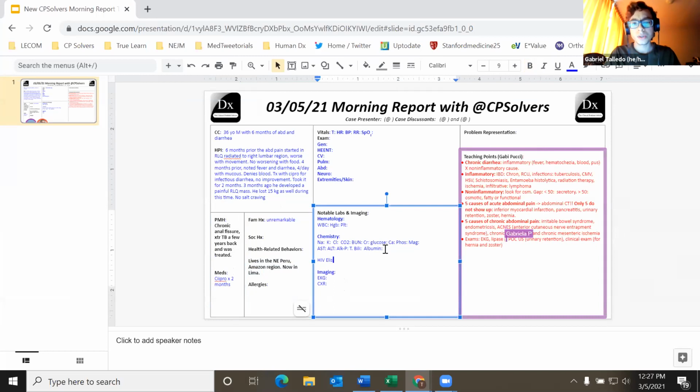So temperature, he was 37 Celsius, heart rate 86, blood pressure 150/70, respiratory rate 18. And in the physical exam, general appearance, he looked very pale and skinny.